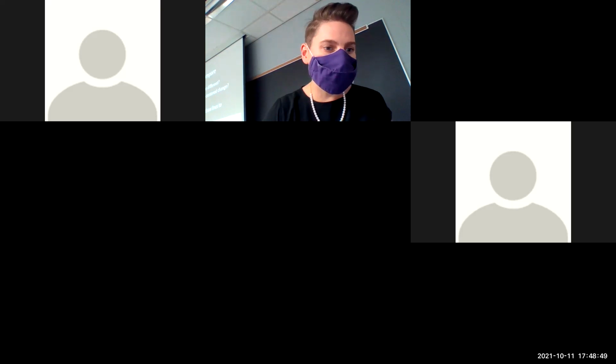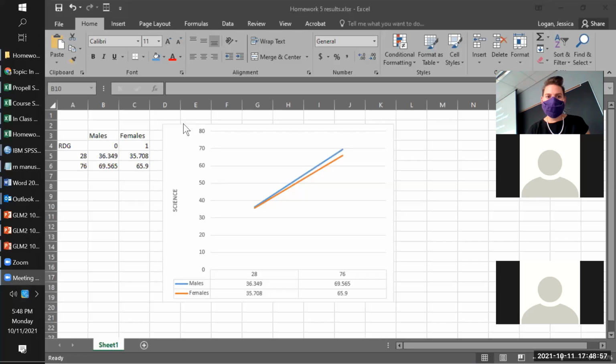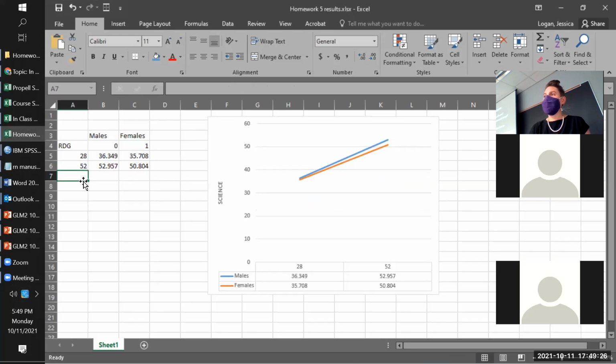Let me do that here. Like we did here, I picked points of 28 and 76 to graph. I just picked these points, 28 and 76, and I picked 0 for males and 1 for females. So those are the points that I picked here in order to get the graph. And if I change this to be something else, to be 28 and 52, it changes my predicted y's.